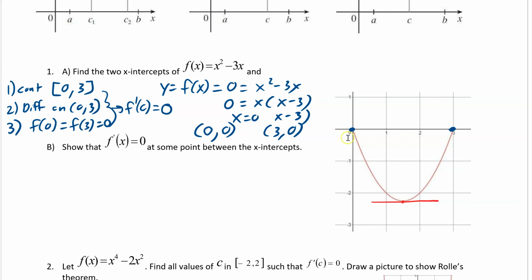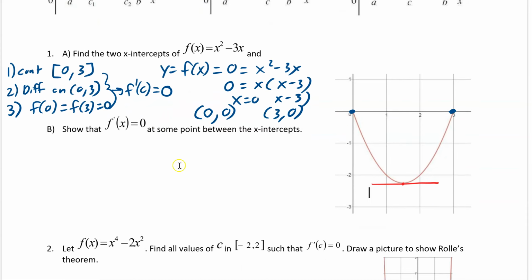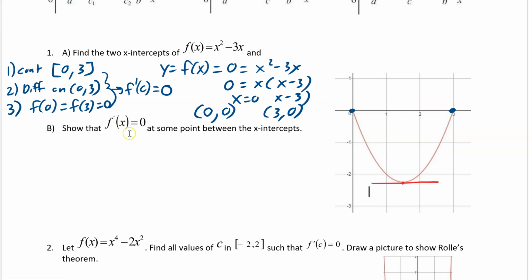So if you have some polynomial and you have 2 x-intercepts, you know that there has to be some derivative equal to 0, some critical number in there between these two. So it's a way to use it. So if you found 2 x-intercepts, there's a critical number. So show that f prime of x is equal to 0 at some point between the x-intercepts.